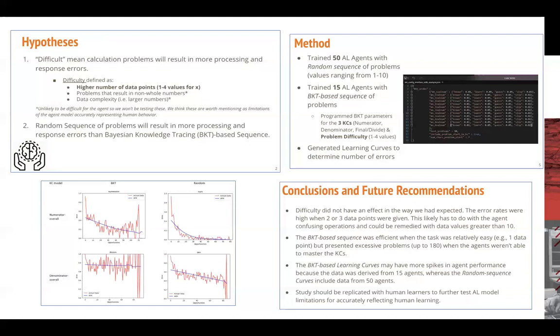so for example, the numerator, adding all of those top values, was determined to be one of the easier tasks for the agent to master. It was able to master it much faster, with a lot fewer problems, in the BKT-based method versus just randomly generating all of these problems. The students had already mastered it, but we were just continually throwing problems at it. So that was not surprising to find.